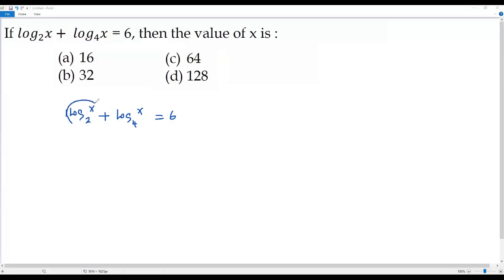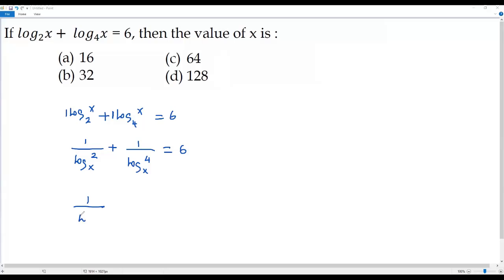So now I'm moving this log x to the base 2 to the denominator. Whenever I move a logarithm from numerator to denominator or denominator to numerator, I have to switch the base and argument. So when I switch the base and argument here, it becomes log 2 to the base x, plus. The same thing, we can assume there is 1 here; the coefficient of the second logarithm is 1. I am moving this logarithm to the denominator, then I have to switch the base and argument here. So log 4 to the base x equals 6.